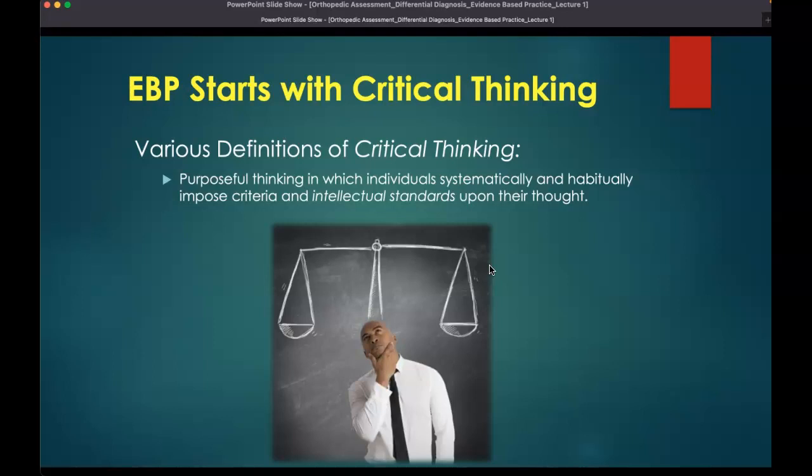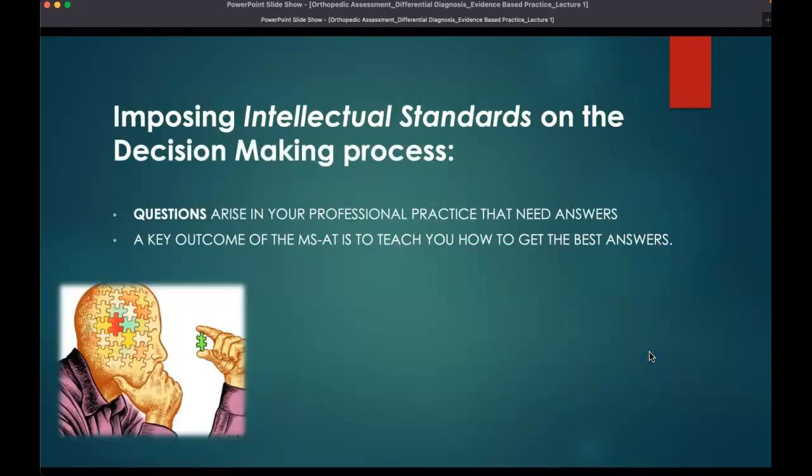But essentially what we want to do with evidence-based practice is really be purposeful in our thinking with individuals, both systematically in what we do, and habitually we want to impose these criteria and these intellectual standards upon our patients. So what does it look like to impose those intellectual standards, right? You're asking these clinical questions. You're challenging yourself. You're wanting to make yourself better. You're wanting to search the research and the literature to find out what's new. What things aren't I using, right? What things aren't in my clinical expertise that might actually drive patient outcomes and make them better.